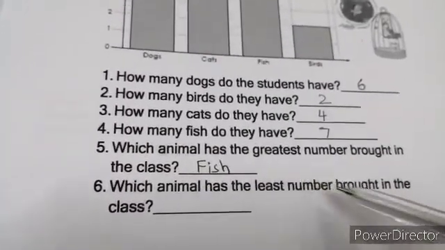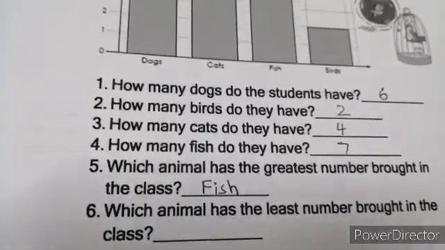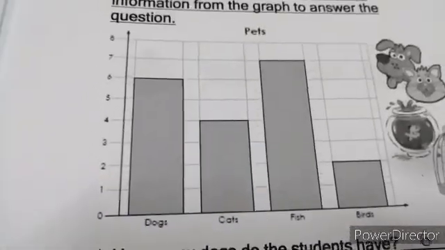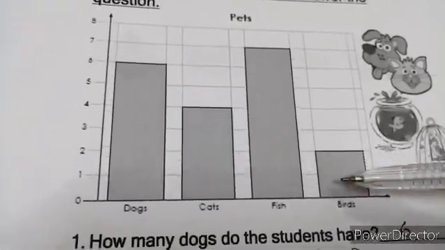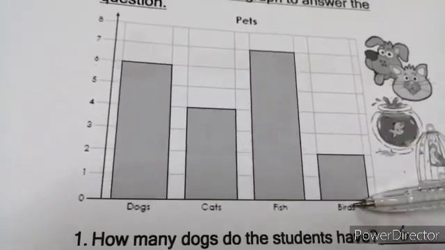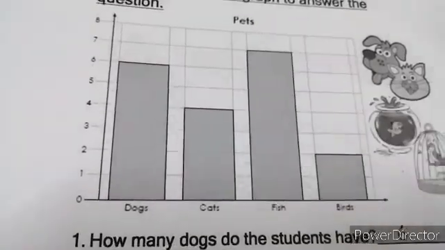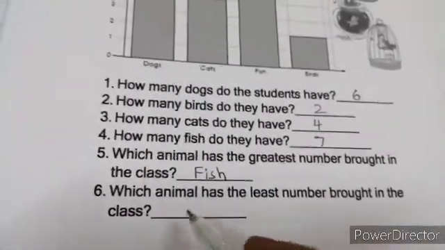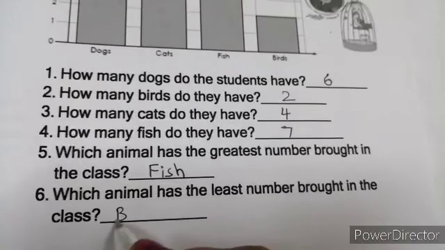Which animal has the least number brought in the class? How will you see the least number? You have to see the bar which is smallest, which is very little. Smallest you have to see. That is the least number. That is birds. Birds is only 2. So that is the least number which is brought in the class. So you have to write birds.